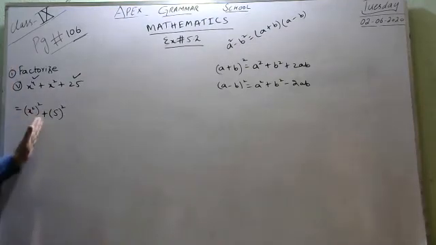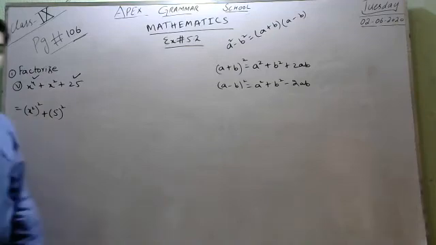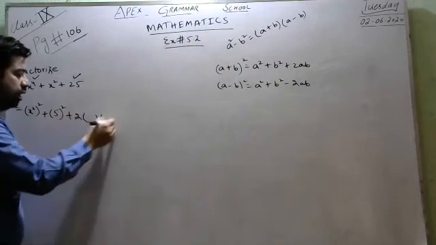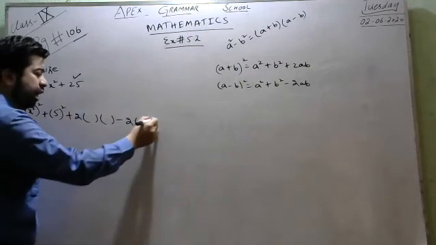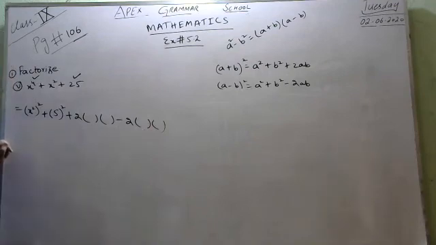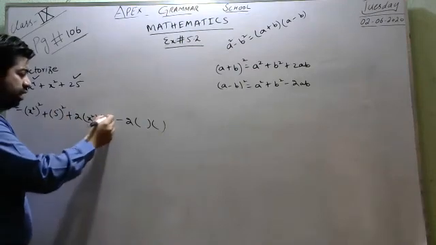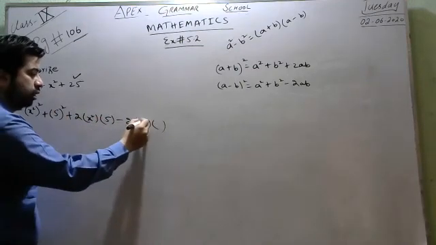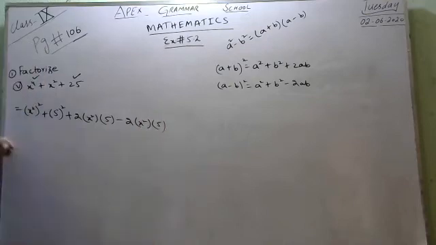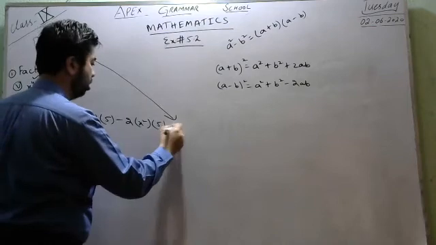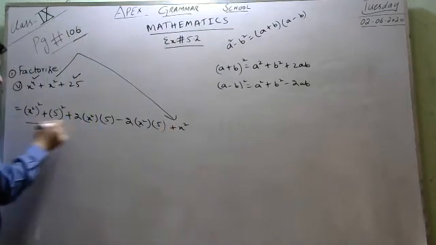This is a² + b². Now you have to make plus 2ab and minus 2ab forcefully to make the formula. Plus 2ab and then minus 2ab. The value of a here is beneath this square, that is x², and the value of b is beneath this square, that is 5. Again this thing, and then this x² will go all the way down. Now this is the formula.